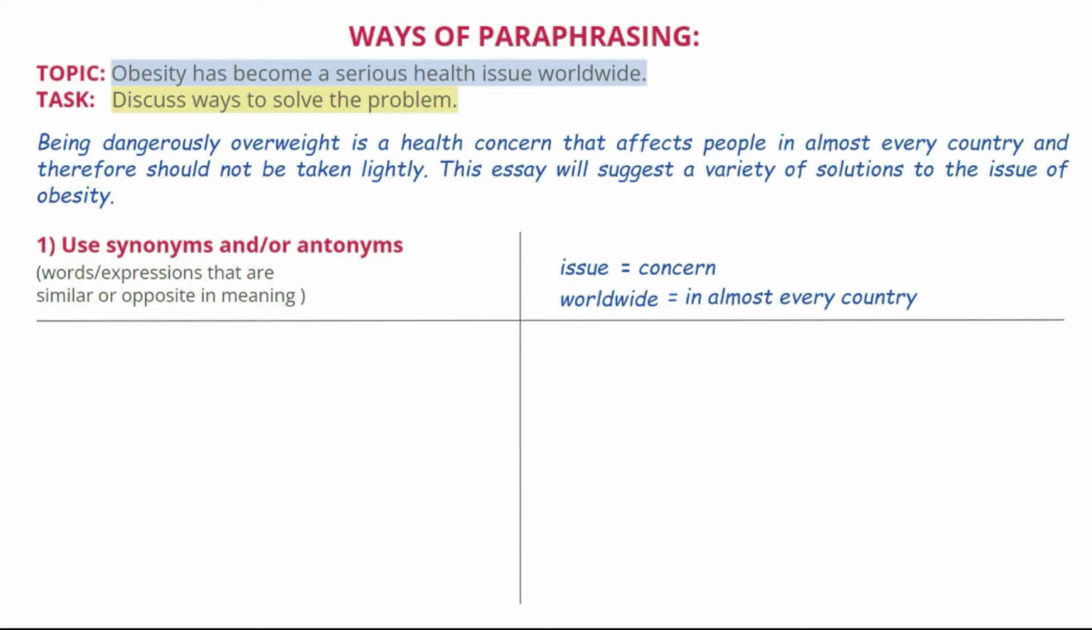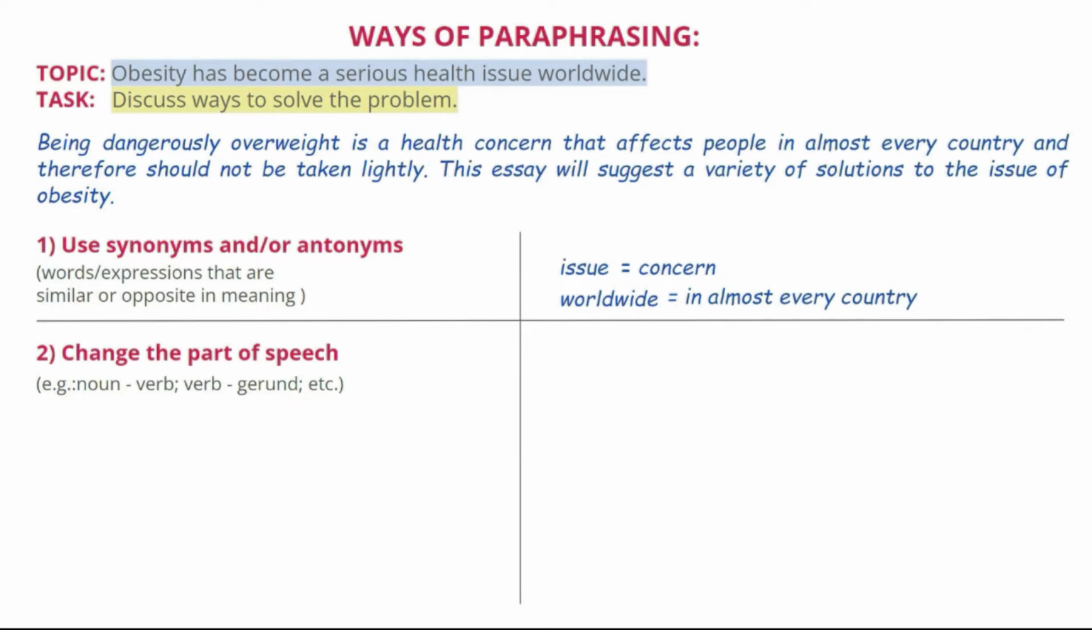Now, the second way to paraphrase is change the part of speech. For example, you can change nouns into verbs. That's easy. You can change verbs into gerunds, and so on. Let's have a look at the examples from the given prompt and the introduction.